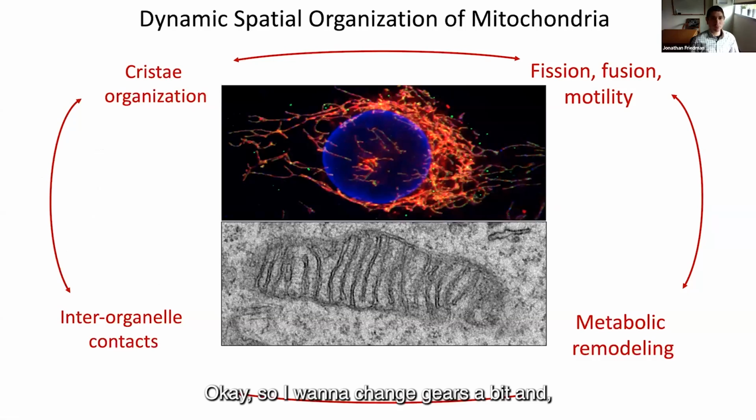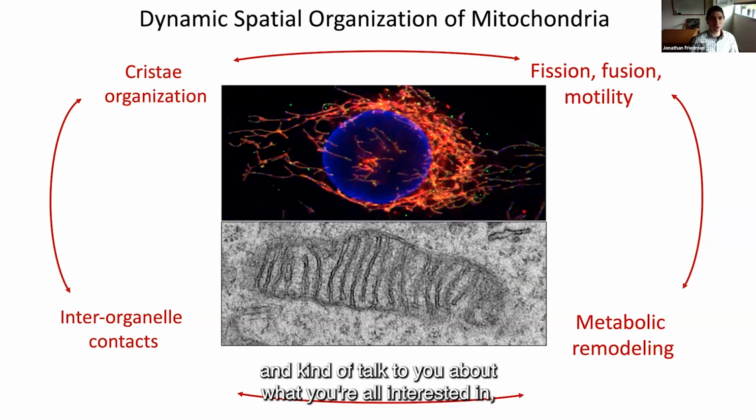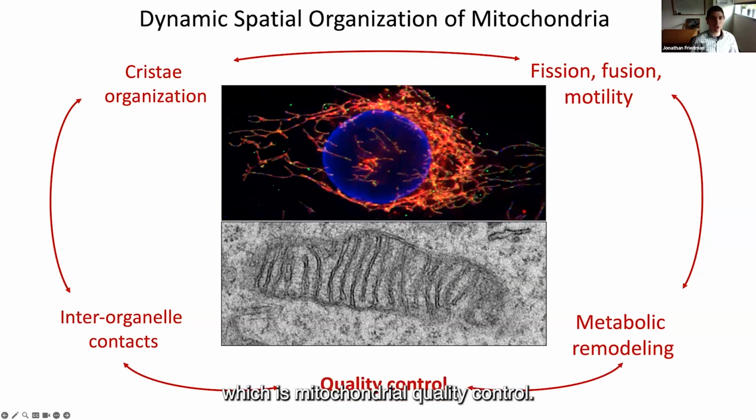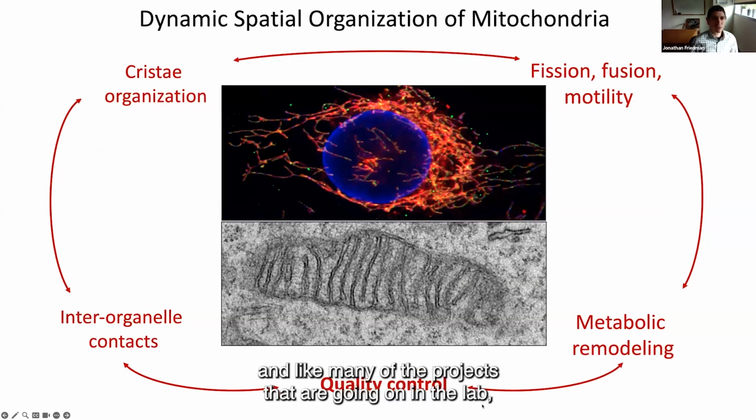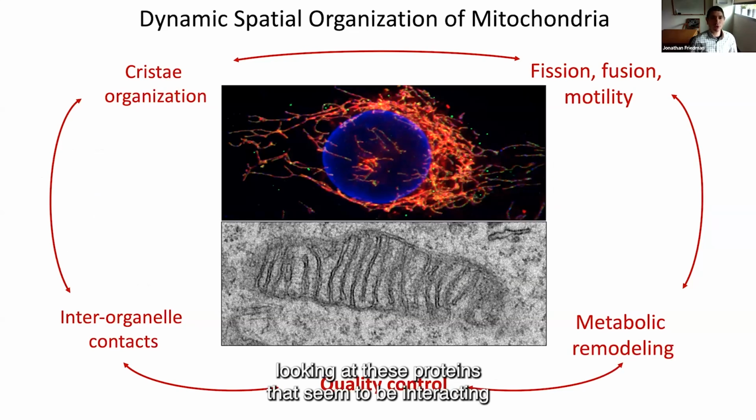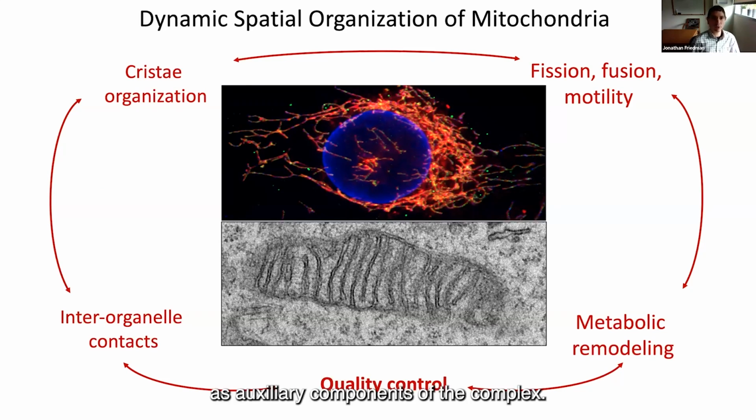Okay, so I want to change gears a bit and talk to you about what you're all interested in, which is mitochondrial quality control. And from our perspective, we're really interested in how quality control is spatially organized in the mitochondria. And like many of the projects that are going on in the lab, we kind of stumbled onto this a little bit by accident, by looking at these proteins that seem to be interacting with MICOS, but not, we think of them more as auxiliary components of the complex.